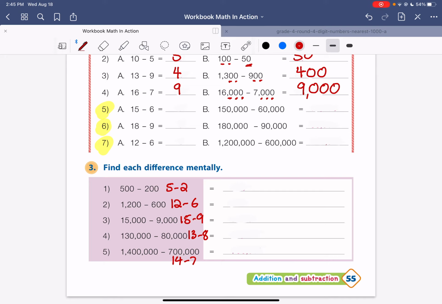Okay? So 500 minus 200. 5 minus 2, we get 3. How many zeros? We have 1, 2, right? 1,200 minus 600, we have 2 zeros. 12 minus 6, 6. We have 2 zeros. All right, so you're going to try the rest for homework as well. Number 3, 4, and 5.